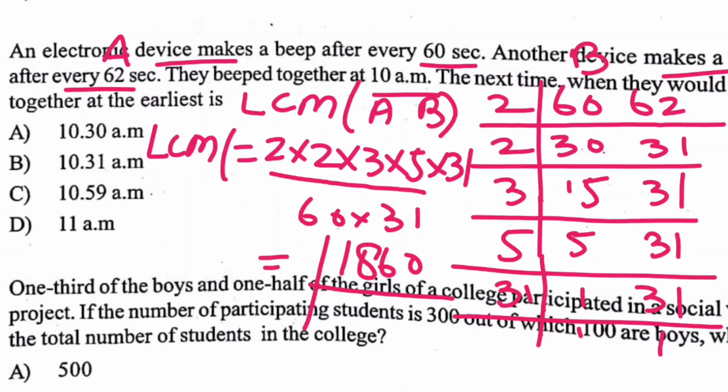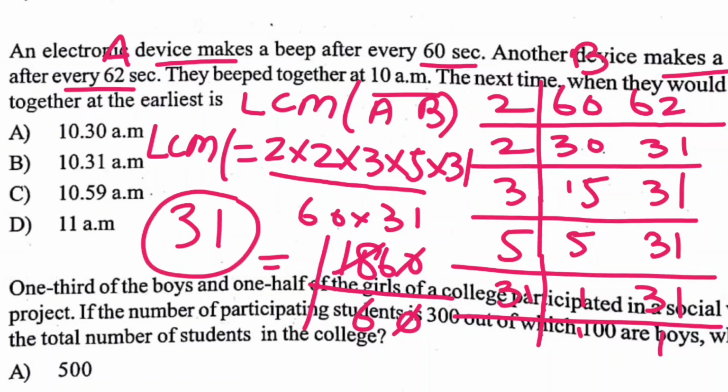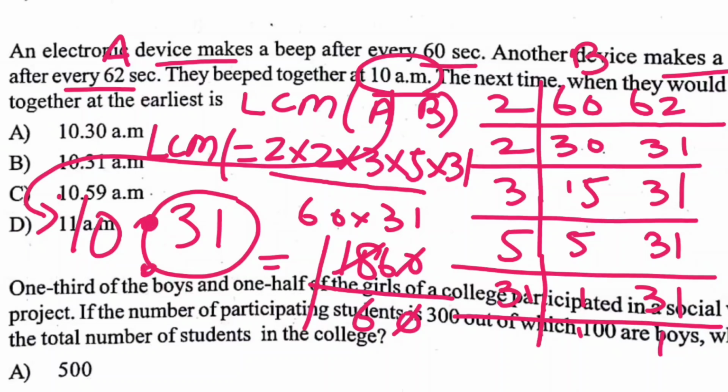So we divide by 60. So here 0 0 gets cancelled. Then we have 6 threes are 18, 6 ones are 6. So they will beep simultaneously after 31 minutes. Since they beeped simultaneously at 10 a.m., then they will beep simultaneously at 10:31 a.m. So the correct option should be 10:31 a.m. That is B option.